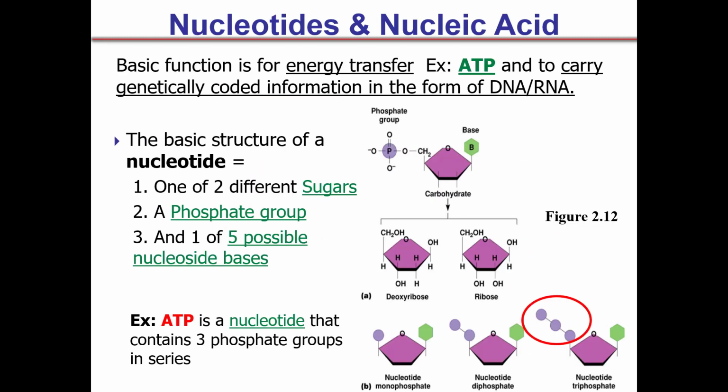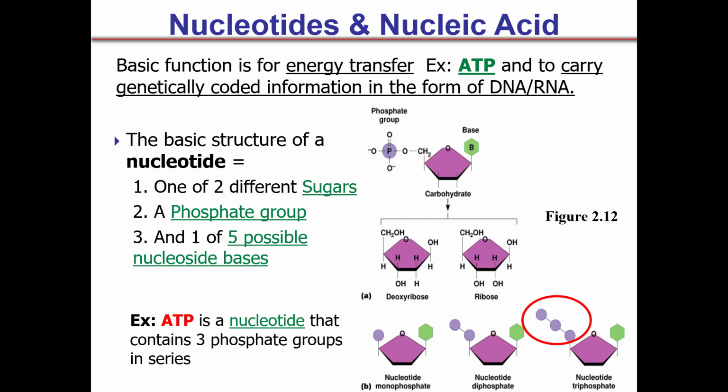Our last category are the nucleic acids. Nucleic acids include DNA, RNA, and ATP. ATP is going to be the name of the game in chapter 3. So energy transfer is typically what ATP is involved in. And of course, DNA and RNA contain genetic information, but they all three fall under the same category.